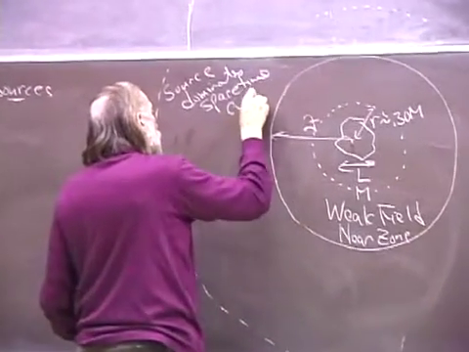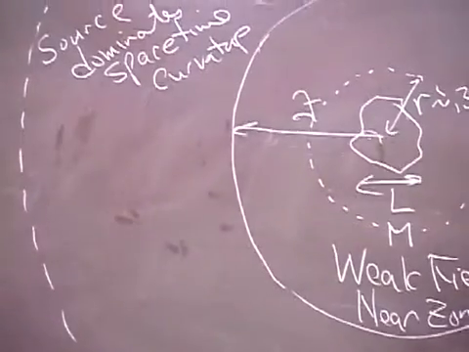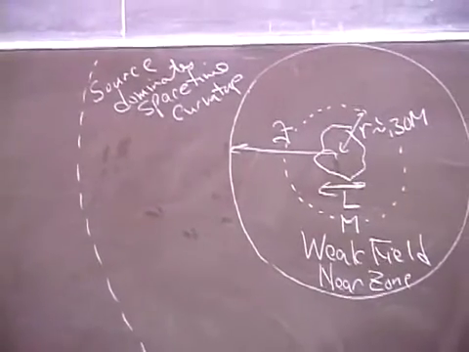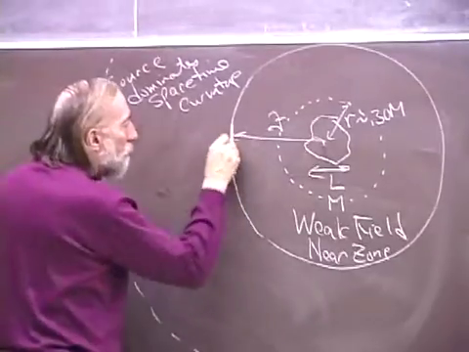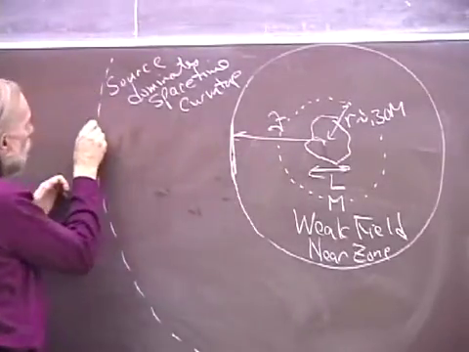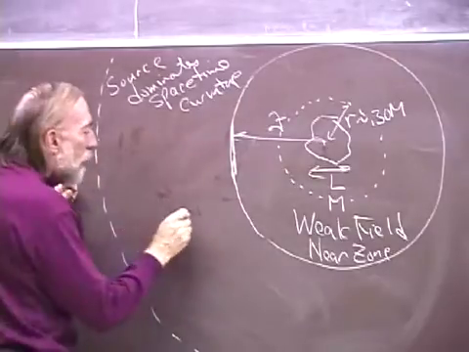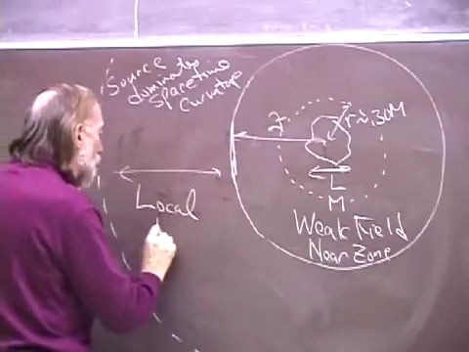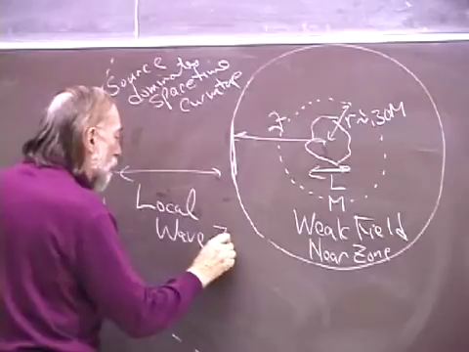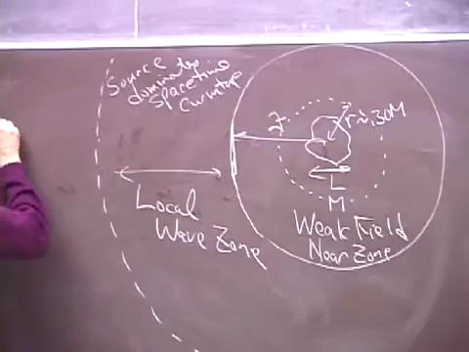As long as you stay inside of here, you can ignore the influence of the gravitational fields of any external bodies. In this region between a radius lambda bar and where you have to cease ignoring external bodies is called the local wave zone. So that region is the local wave zone. And the region beyond there, where external gravity is important, is the distant wave zone.